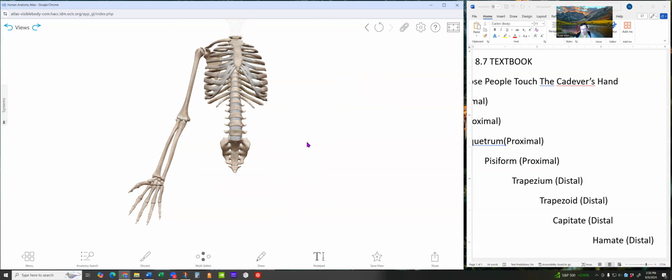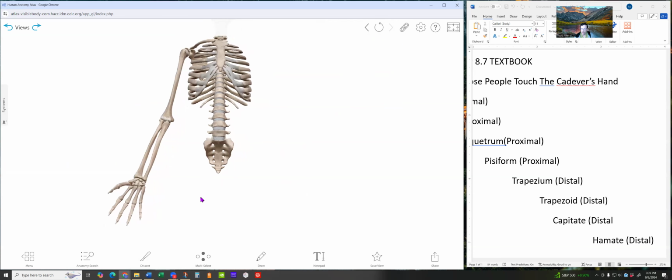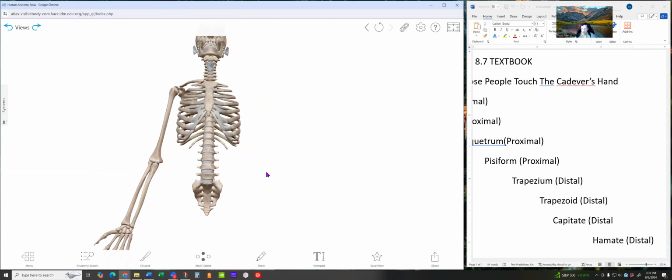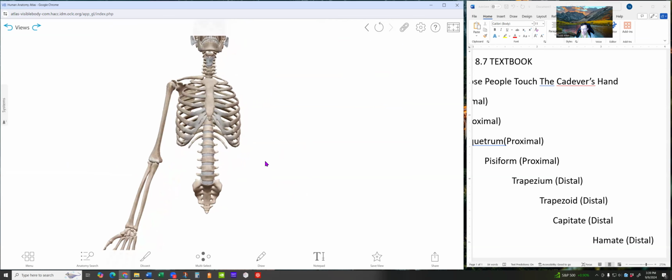Next week, I will continue this endeavor. We will build out your hips. We will build out your leg. We will specifically talk about your ankle, your foot, your toes. And you know what? At that point, we will have constructed the entire skeleton together.